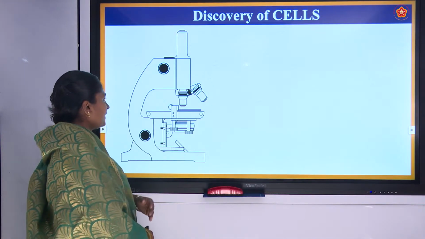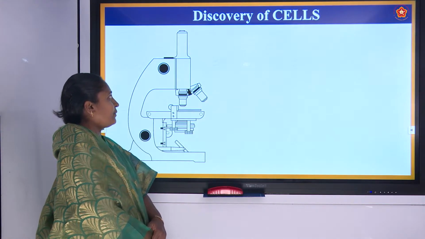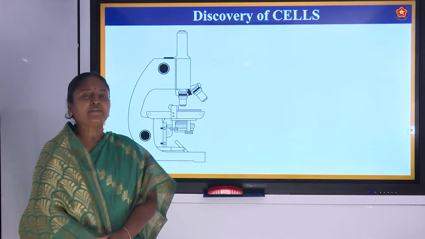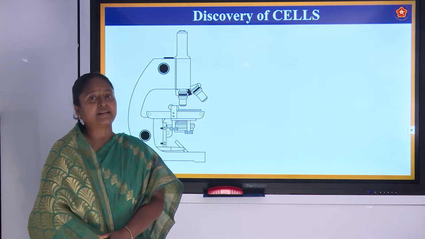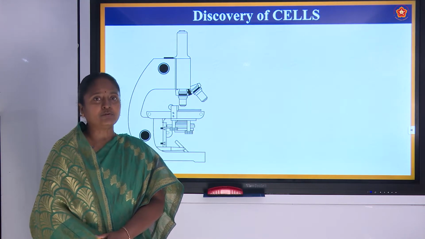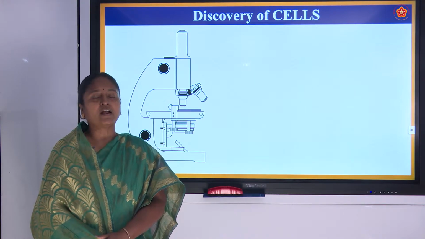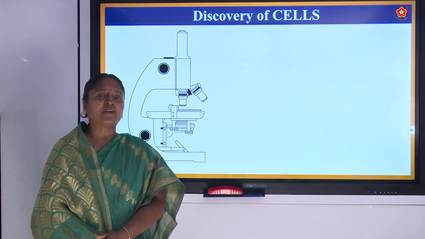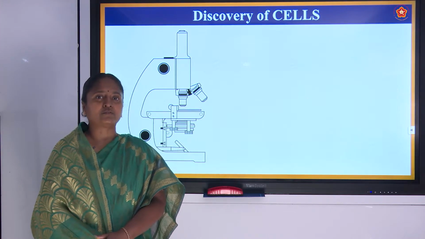You know about this figure, right? This is the structure of a microscope. Have you ever seen people constructing a house? The mason and the construction worker, what will they do? They will keep the bricks one by one, right? And finally, we will get a beautiful house.